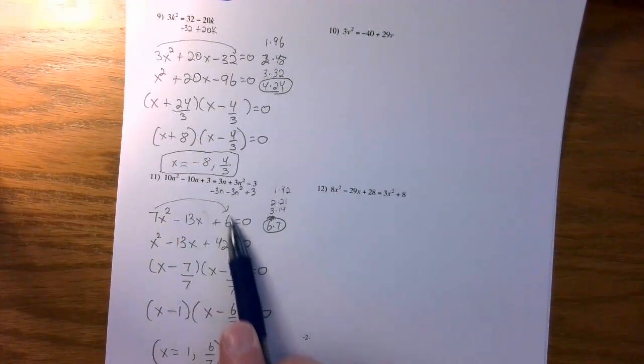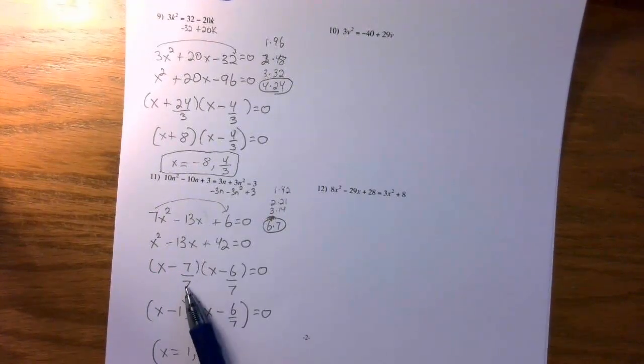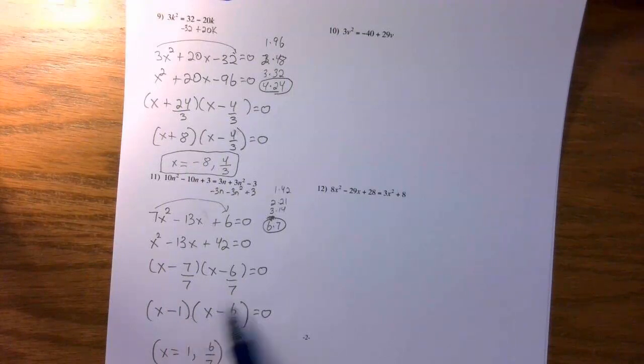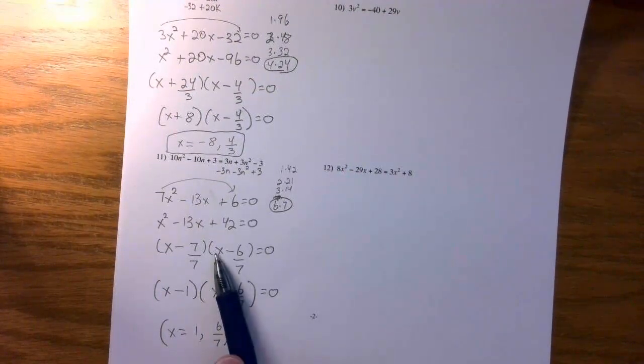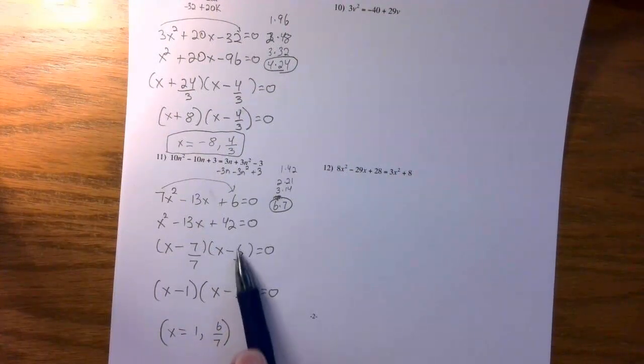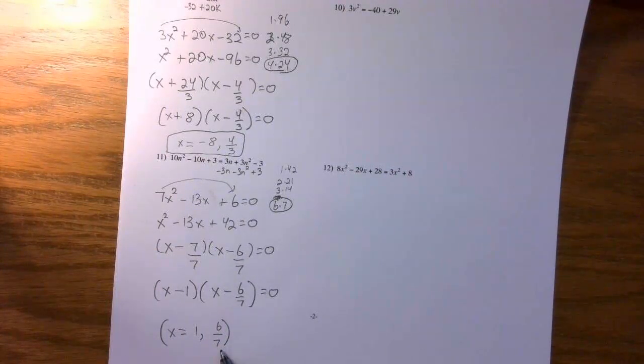Well, we slid back to 7, so now divide the slide back out. 7 over 7 is 1. And again, leave this alone. You don't have to bottom up here today. Because we're looking for the solution, not the factor. It's easier just to look at it here and say, okay, it's 6 over 7. That's one of the answers. And this answer is 1. Okay.